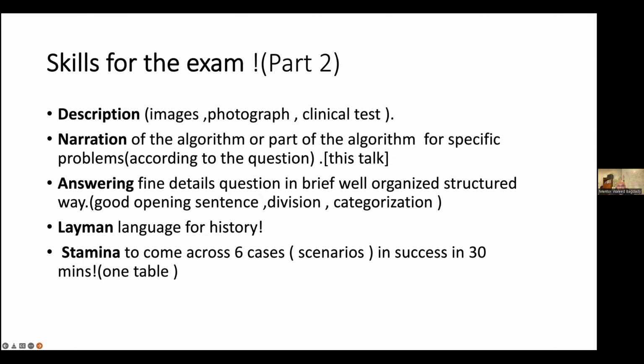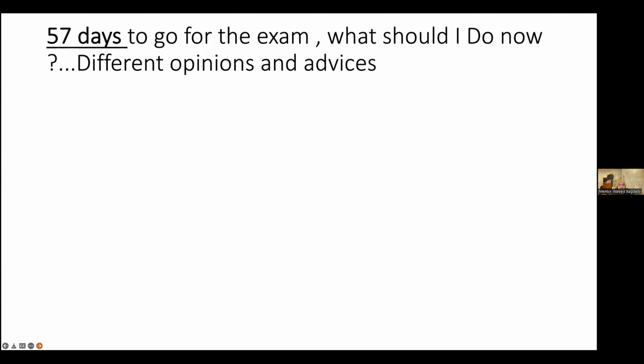Then you need the stamina to come across 6 cases in 30 minutes, which is 1 table in succession. Okay, now I think 57 days remain for the exam. What should I do now? This is a question, and you will find different answers. You have 57 days.